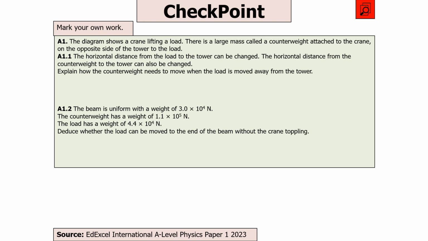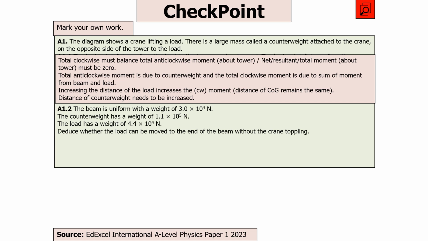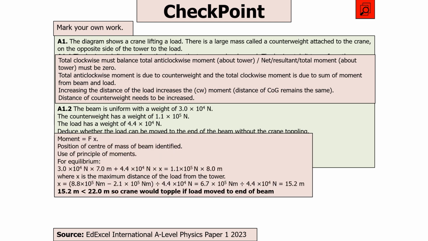Right, in this first one, you've got to understand what's going on to the principle of moments. So the total clockwise moment must balance the total anti-clockwise moment, so the overall moment is 0. So the anti-clockwise moment is due to the counterweight, and the total clockwise moment is due to both the weight of the beam and the load that's acting on it. So if you increase the distance of the load, you'll increase the moment, because it's force times by distance. So therefore the distance of the counterweight also needs to increase the moment to balance it, because moment is force times by distance.